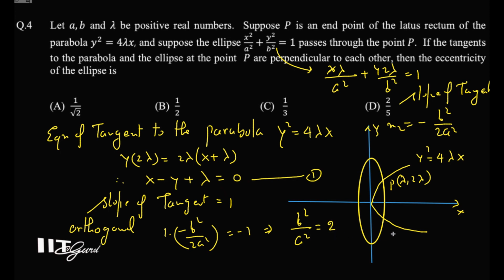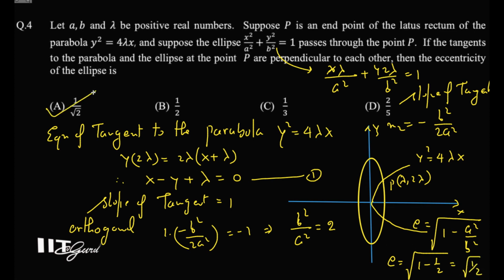And the eccentricity of the ellipse is what is asked over here. So you know the eccentricity formula? Eccentricity of the ellipse is under root of 1 minus a square by b square. As we know, b square by a square is equal to 2, so taking the reciprocal, it is under root 1 minus 1 by 2. And hence we say that the eccentricity is under root 1 by 2.